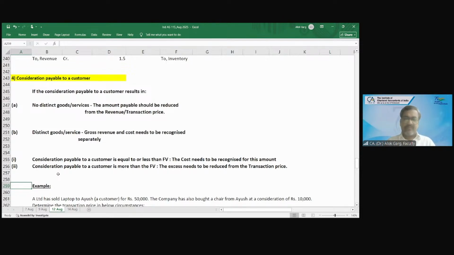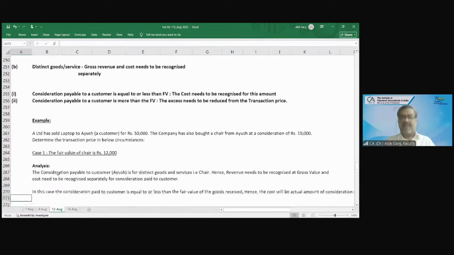right? So the standard says that if the consideration payable to a customer is equal to or less than the fair value, then whatever consideration you are paying, that is the cost. But when you are paying a consideration to the customer which is more than the fair value, then the excess needs to be reduced from the transaction price. Is that clear? Clear or not clear? Yes, sir. Clear.